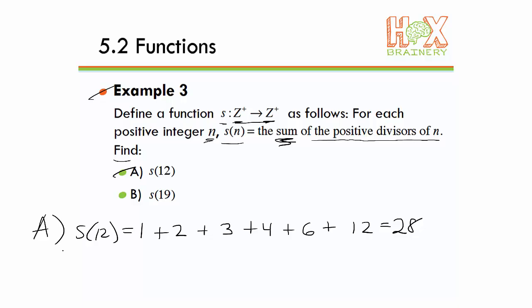So you get 28. And then for part B, S of 19, the positive divisors are just going to be 1 and itself, 1 and 19. So when you sum them, we'll get 20 for that.